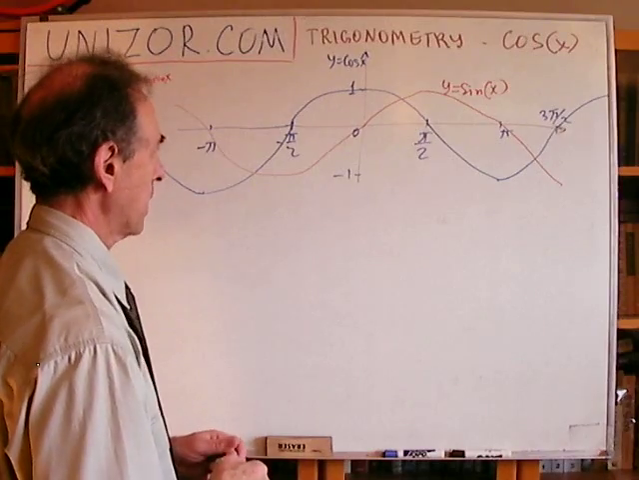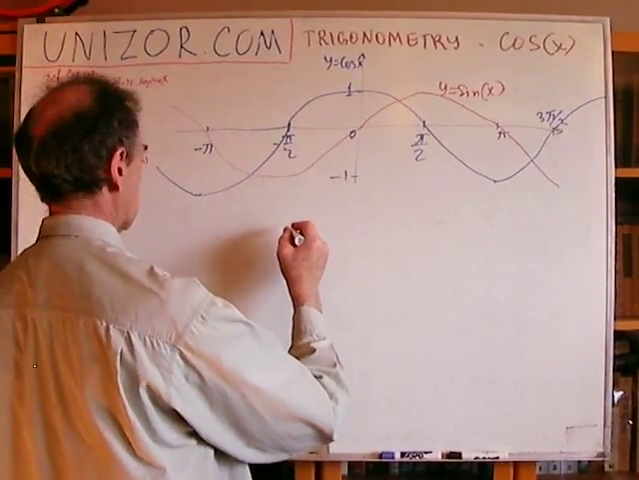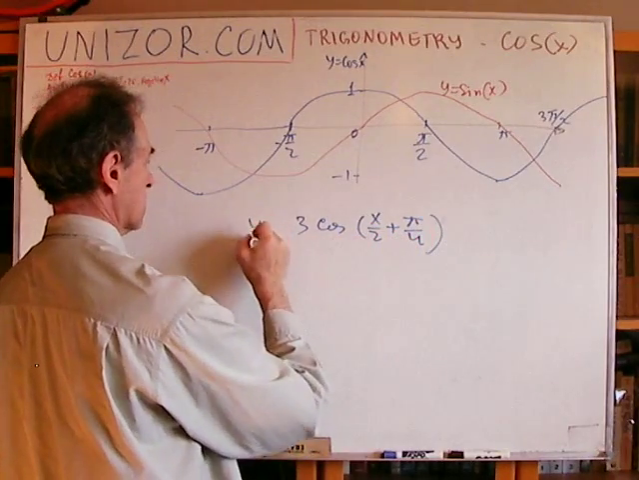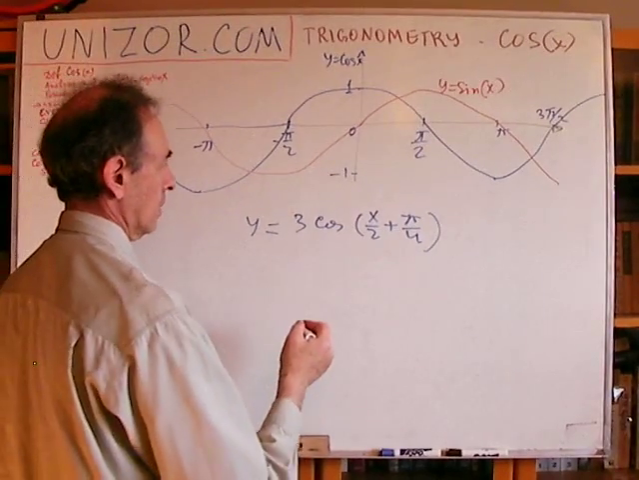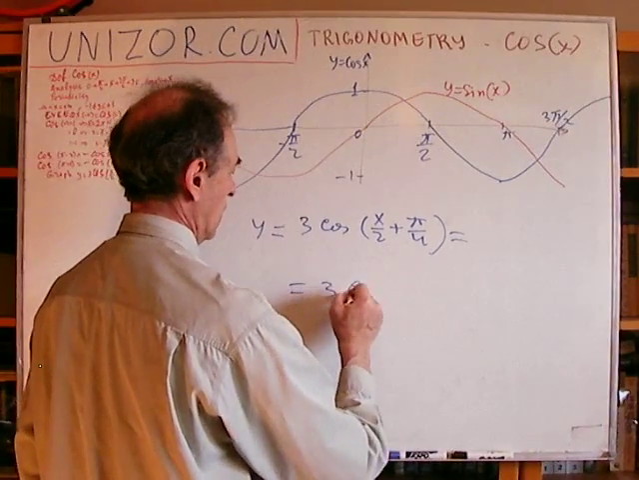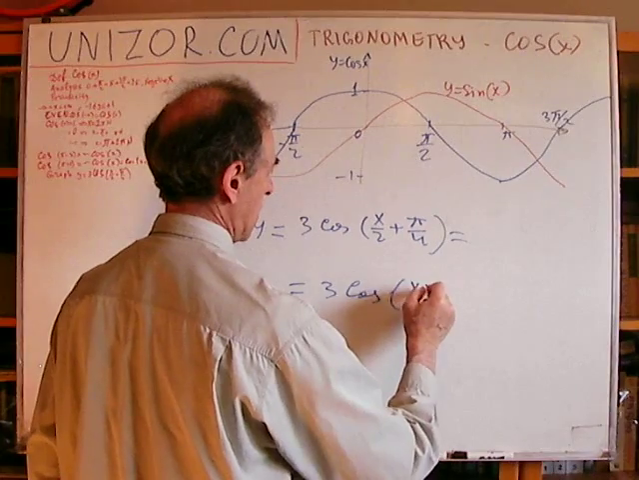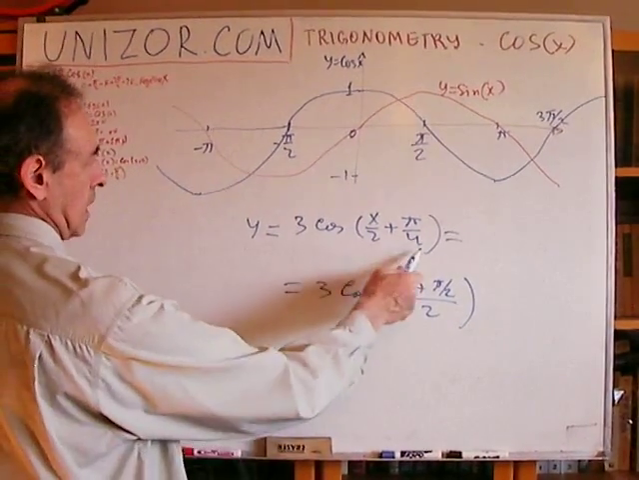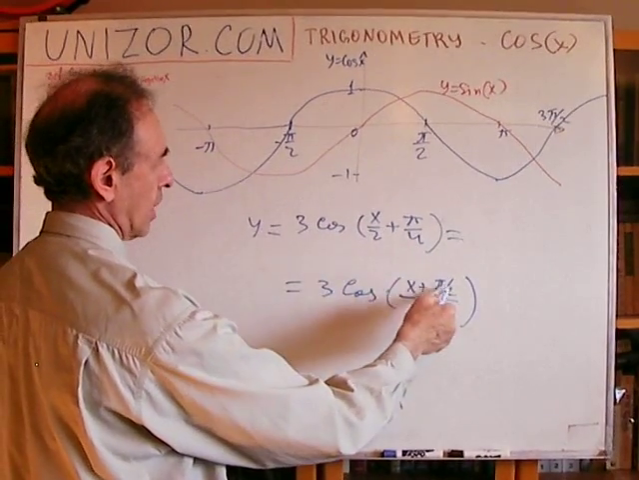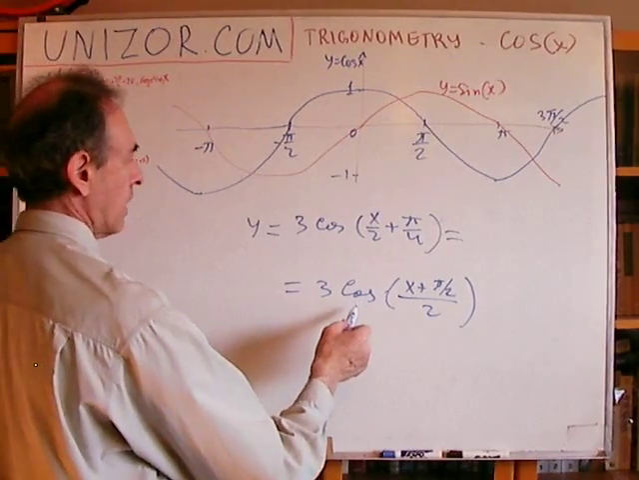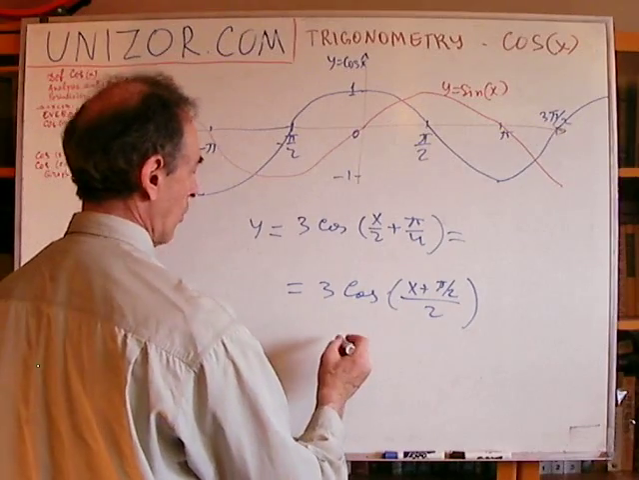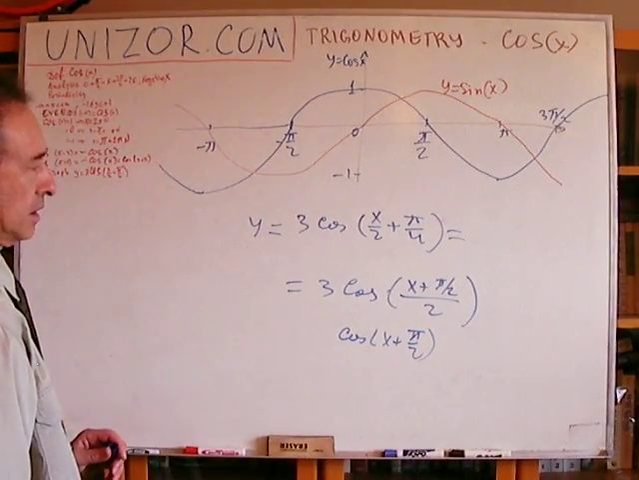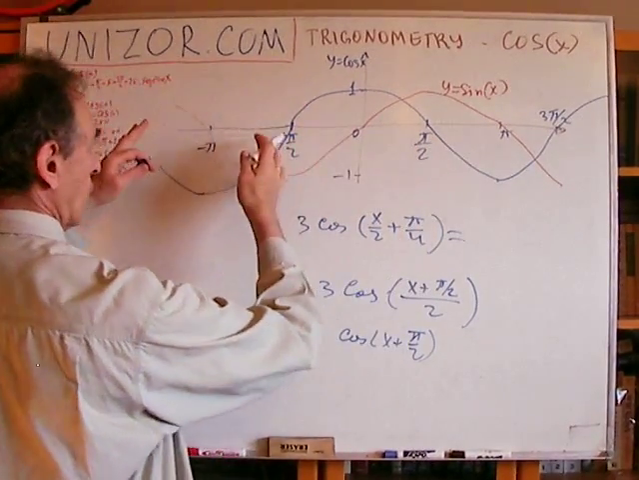For instance, as an example, I have something like 3 cosine of x over 2 plus pi over 4, something like this. How to draw this graph? Well, first you have to change it slightly so it's x plus pi over 2, all over 2, right? Common denominator, I use 2, but instead of pi over 4, I put pi over 2 over 2. Now, first I start with cosine of x. Then I have to draw the cosine of x plus pi over 2, which means shifting the whole graph by pi over 2 to the left. This blue one goes to the left, so it would be something like this.